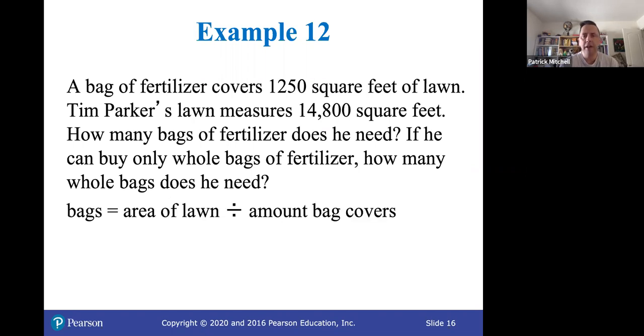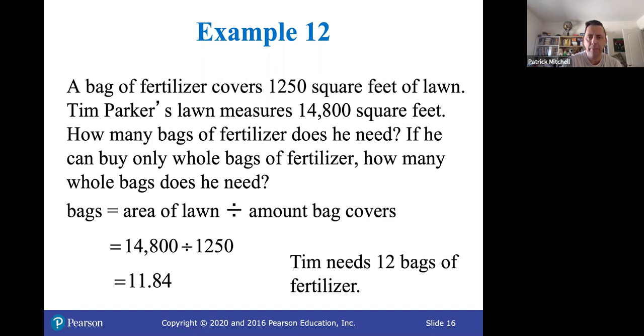Okay, so to figure out the number of bags, you divide the area of the lawn by the amount each bag covers. So this is going to be 14,800 divided by 1,250. And that comes out to 11 84/100. So that is the exact number of bags he needs. But if he's going out to the store and getting bags of fertilizer, he's going to have to buy 12 bags. And that's the end of section 5.4.